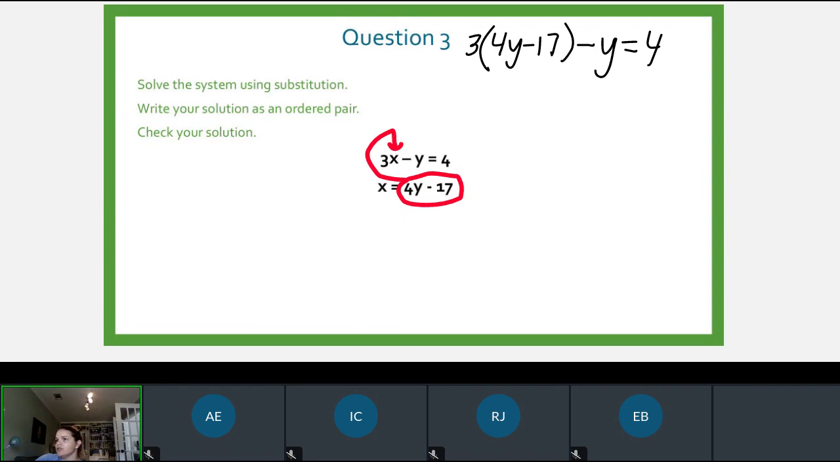All right, now I'm going to distribute. So when I do that, I get 3 times 4y, which is going to be 12y. Then I get 3 times negative 17, which is negative 51, minus y equals 4.